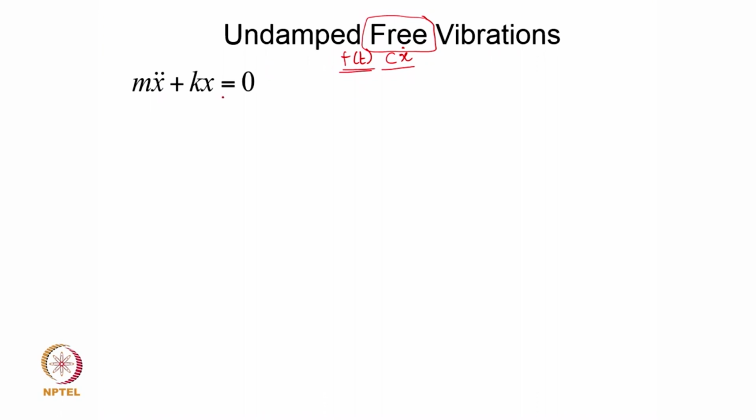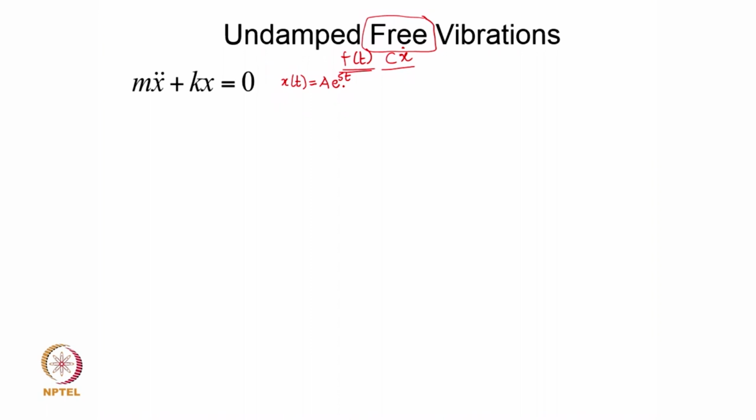So, how do you solve this? You have to assume a solution. The typical process in the solution of these governing equations is to assume a solution for a second order ordinary differential equation. You all have learnt in your mathematics course that the standard form of a possible solution is a constant times e to the power s t.